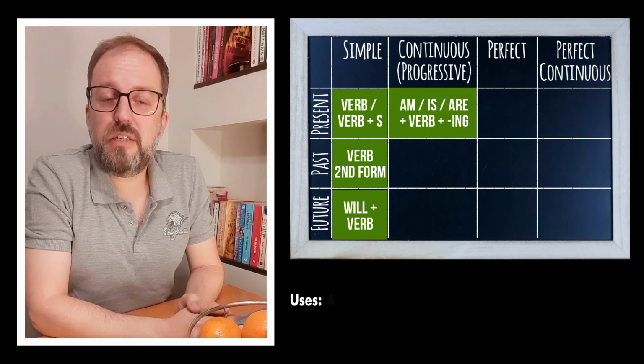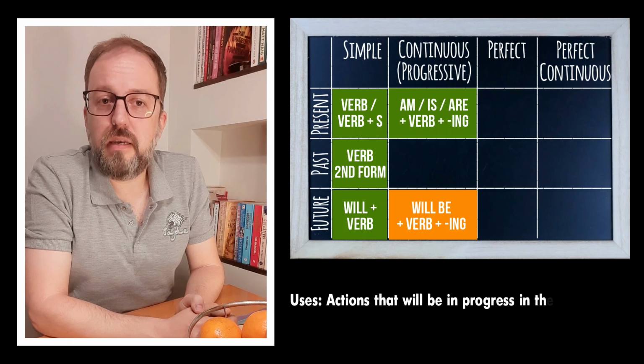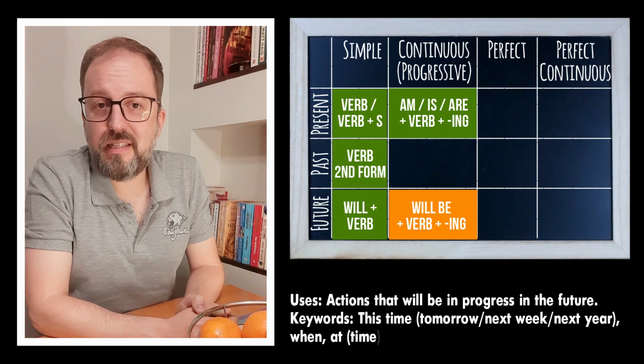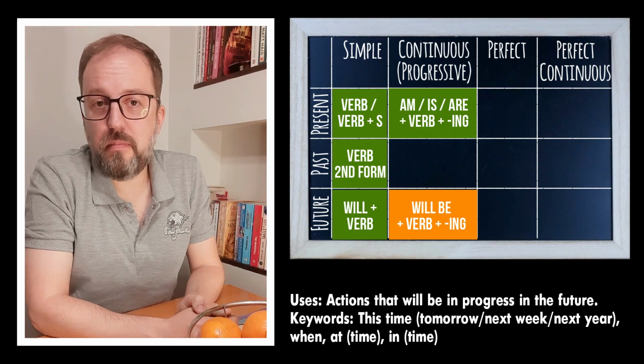Future continuous is used to talk about things that will be in progress at a certain time in the future. For example, this time next week, I will be hiking in the mountains.